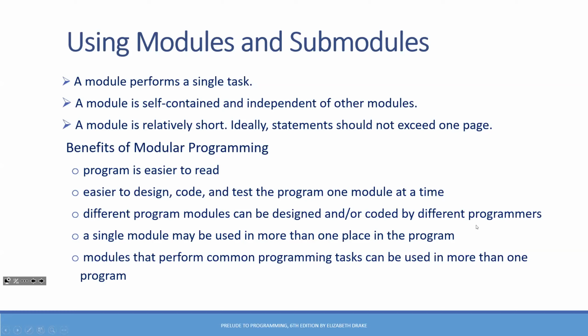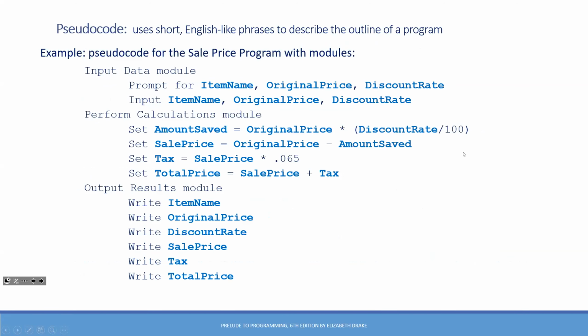So just looking at Scratch without even knowing what's happening, we could see the benefit of modules. They're easier to read. The program is easier to design, code, and test because we could do one module at a time. A single module could be used over and over. We saw that with the clones too, especially, right? Where people were able to clone a sprite and that code came along with it. So we could use a module in more than one place and maybe even in more than one program. So we could have a whole other Scratch game that used some of our stuff.